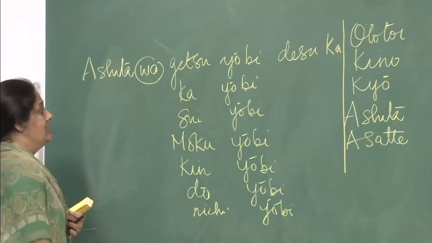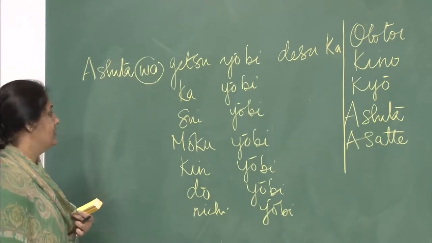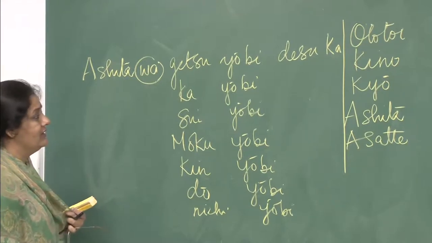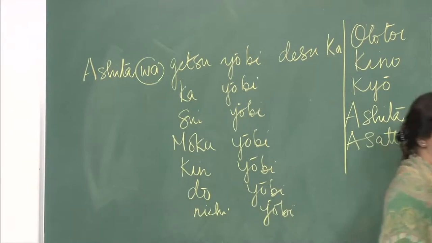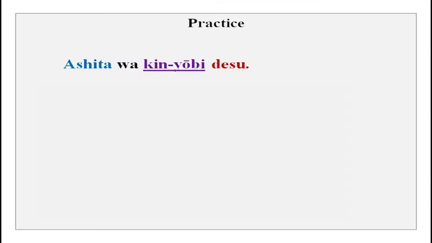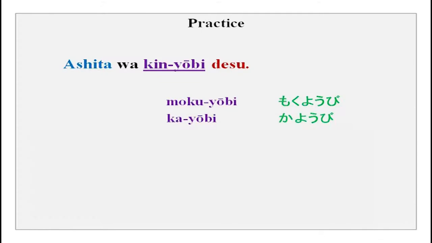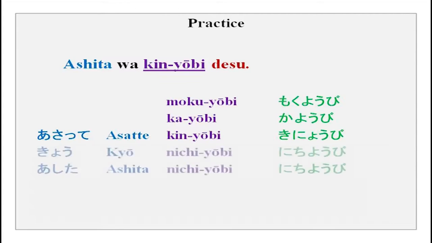So this can be a question. Hai, ashita wa getsuyobi desu. Or ashita wa getsuyobi dewa arimasen. Any of these you can tell. Of course, we'll practice with this first and then do dewa arimasen. Ashita wa mokuyobi desu. Ashita wa kayobi desu. Asatte wa kinyobi desu. Kyō wa nichiyobi desu. Ashita wa nichiyobi desu. Ashita wa yasumi desu. Tomorrow is a holiday. So you can practice this, please.